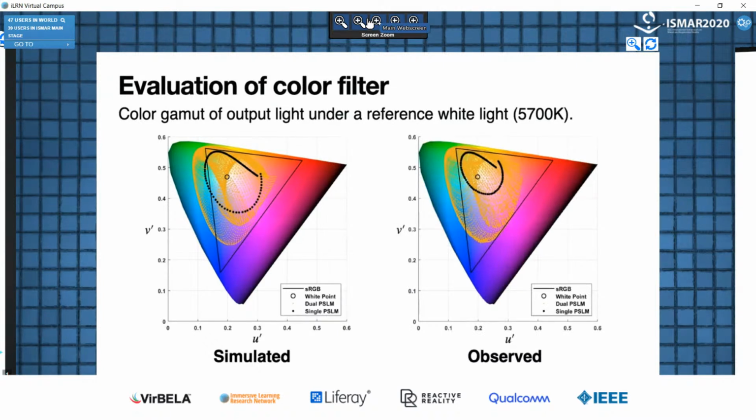After the simulation, we measured the spectral transmittance of the prototype with a different white input light. The results of simulation and observation were roughly consistent, as shown in the figures.